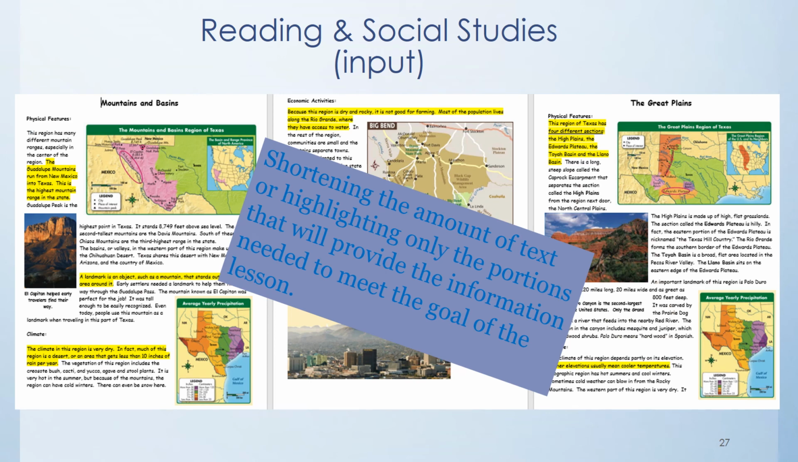For a beginner or intermediate student, you might have to shorten the amount of text that they have to read. Teachers do not have time to rewrite the text, so one way that they can do this is by highlighting only the portions that will provide them with information needed to meet the goal of the lesson. In other words, leave out the fluff. Just highlight the most important parts and have the students be responsible for reading those portions.